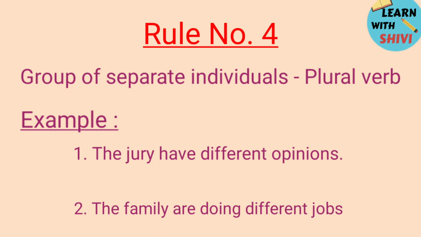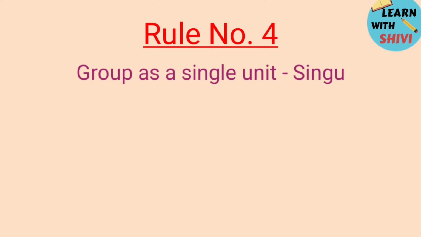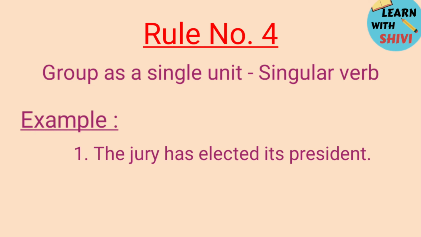Similarly, in the next example, the family are doing different jobs around the house today. Here, each individual member of the family is doing something different. Therefore, the verb used over here is plural. But when we talk about the group as a single unit, we use a singular verb. For example, the jury has elected its president. In this sentence, our subject, the jury, is a collective noun representing the group of judges as a single unit. Hence, the verb used with it is singular as well.